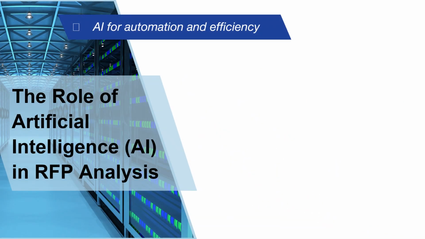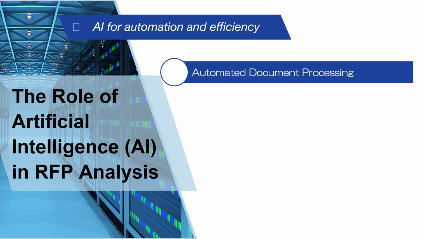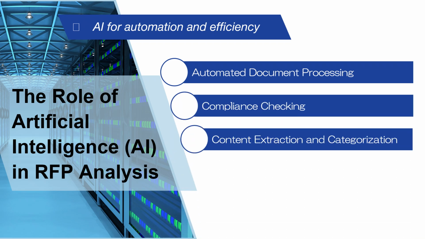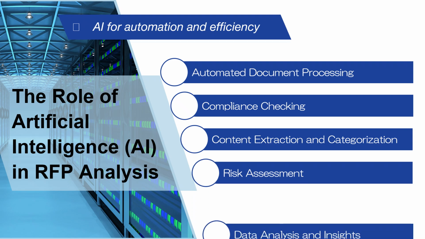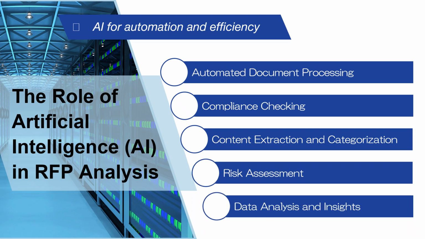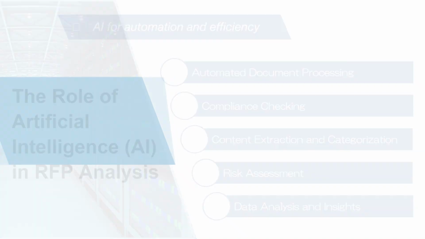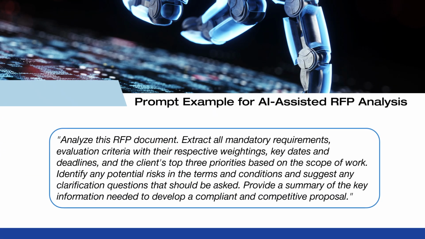The role of artificial intelligence, AI, in RFP analysis. Now, let's talk about how technology is changing RFP analysis. AI tools are becoming increasingly helpful, especially for handling large and complex RFPs. AI can automate tasks like extracting key information, checking for compliance, categorizing content, assessing risk, and even analyzing data to give you insights. This can save you time and improve accuracy. Here's an example of how you might instruct an AI tool to analyze an RFP. Notice how specific the instructions are to get the best results.